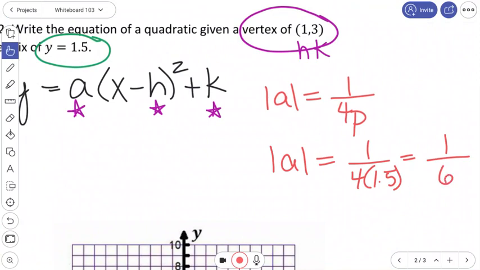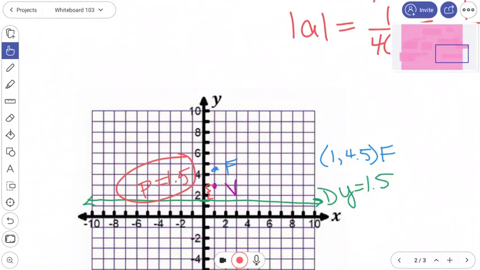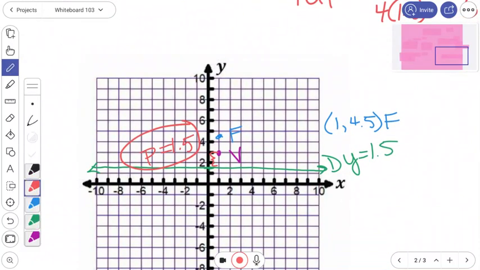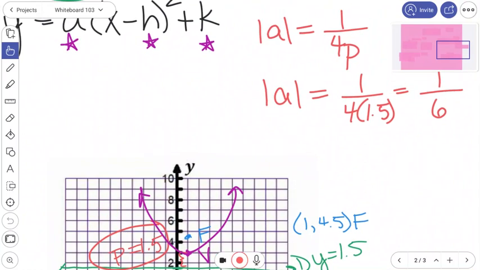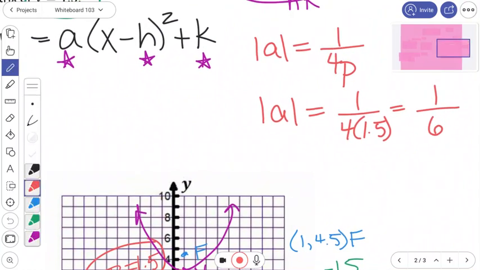Now that's just the absolute value of a. We need to determine if it's a positive or a negative. So when we look at this parabola, if our focus is up, starting from our vertex, our parabola will open up. Oops, I wanted purple. We're going to open up. Remember, your parabola can never cross your directrix. They will never intersect. So that's telling us that our a value is going to be positive. So our a value is equal to positive 1/6.